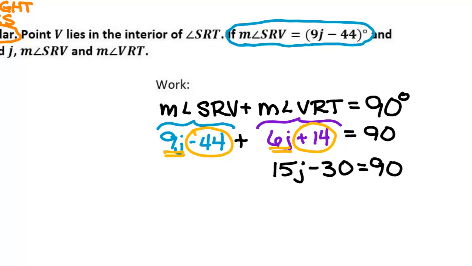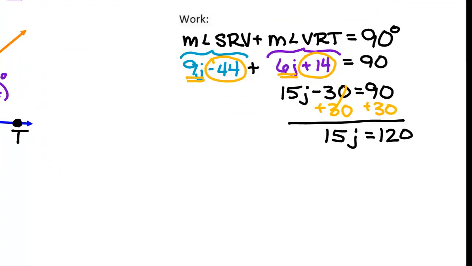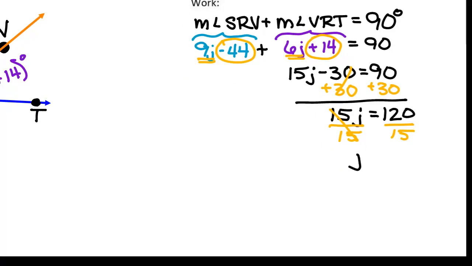equals 90. Then I add 30 to both sides. So 15J equals 120. And then we divide both sides by 15. What is 120 divided by 15? 8. So J is 8. That was one of the things we were supposed to find.